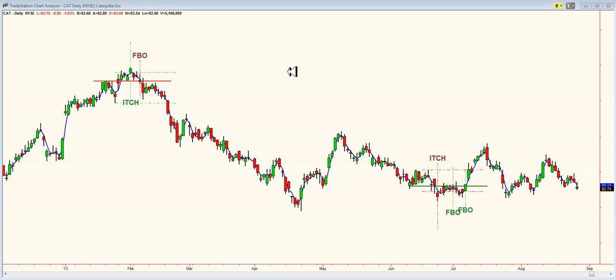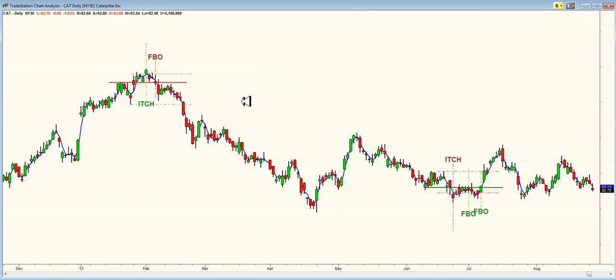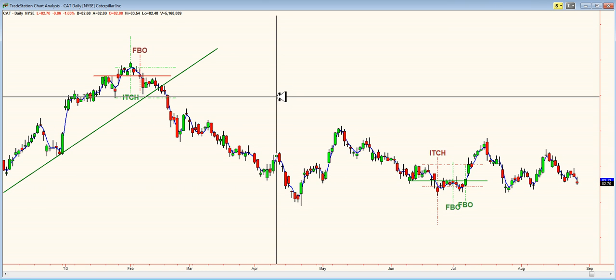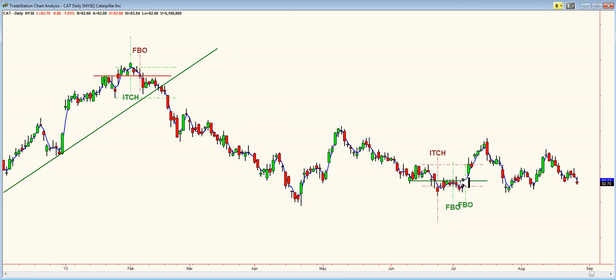And in conclusion, let's take a look at CAT. Here's one that actually fired two in different directions. We had a false breakout, and we started breaking down on CAT to the downside, and then recently we had a quickie breakdown, broke the downtrend line, and then was able to give you a quick false breakout reversal to the upside. This was in the summer again of 2013. This one was at the beginning of 2013, Caterpillar.